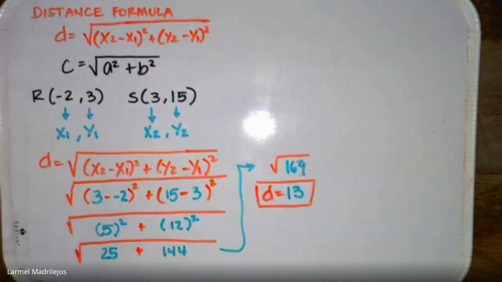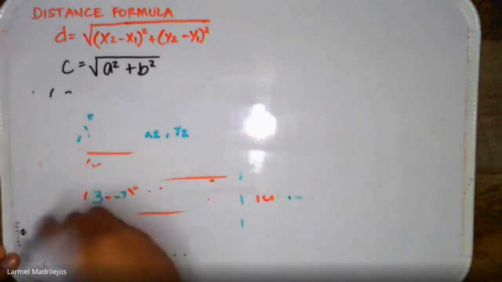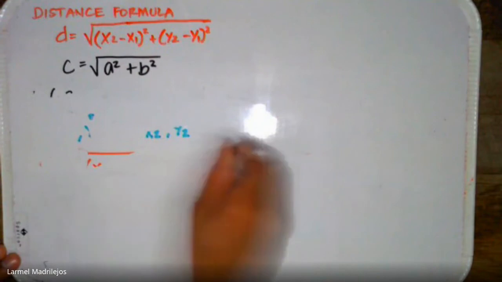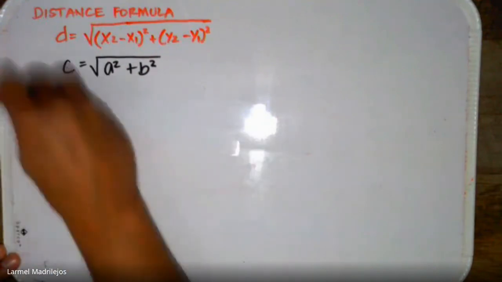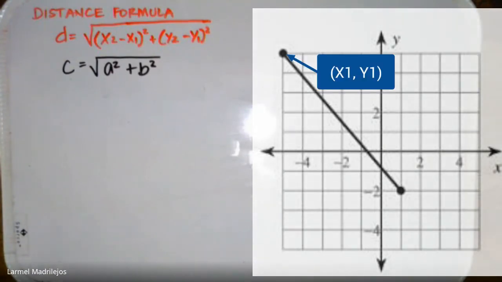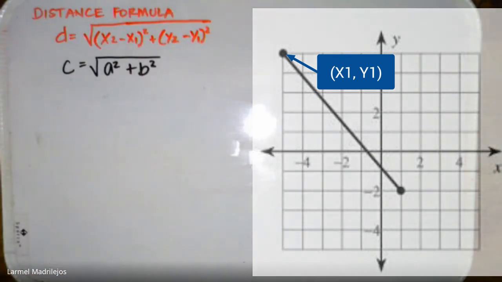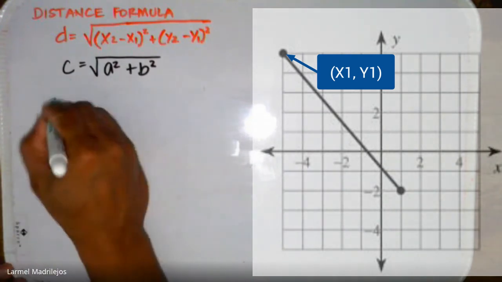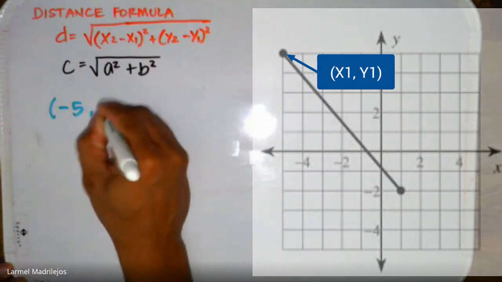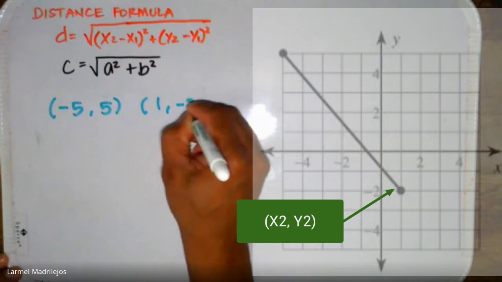Another example. This example is from the worksheet that I gave you. It's also in the Google Classroom. Sometimes it's written in graph form. So in this example, you need to identify the coordinates based on the graph. The coordinates are, let me write it here. The first coordinate on the left side is (-5, 5). And the other coordinate is (1, -2).